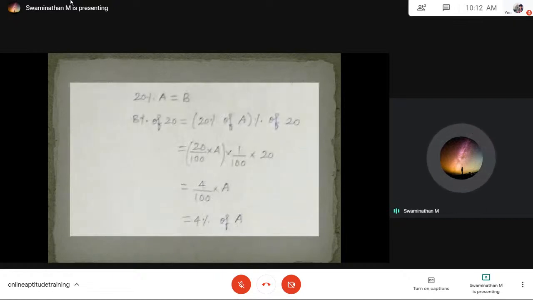That is 20% of A is B. So if you want to find B percent of 20, I am replacing B with 20% of A. So I am getting 20% of A and that percent of 20. So I am getting 20 by 100 into A into 1 by 100 into 20. So finally I get 4 by 100 of A. That is 4% of A.